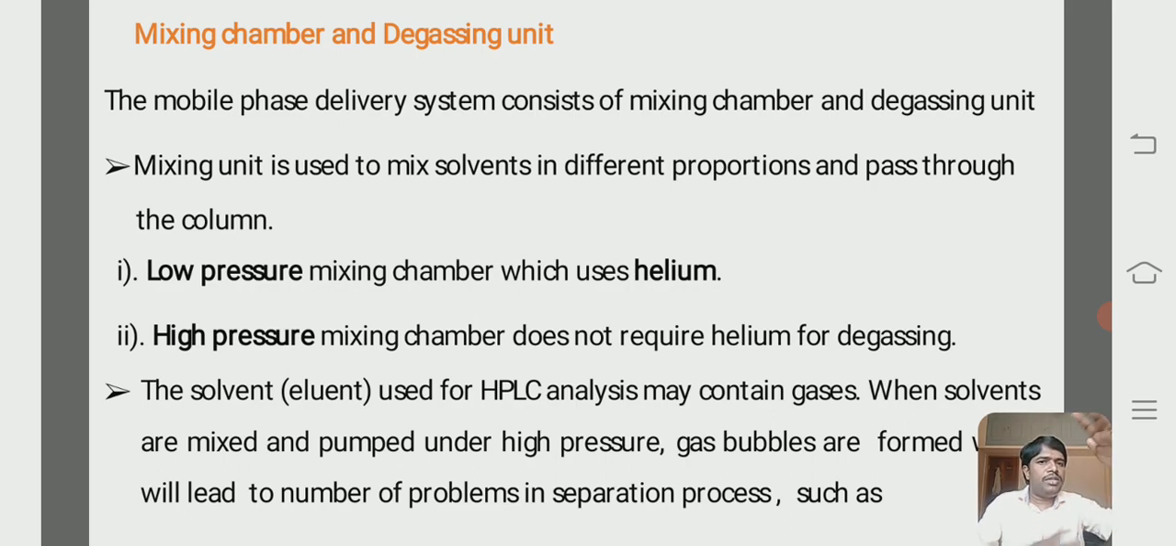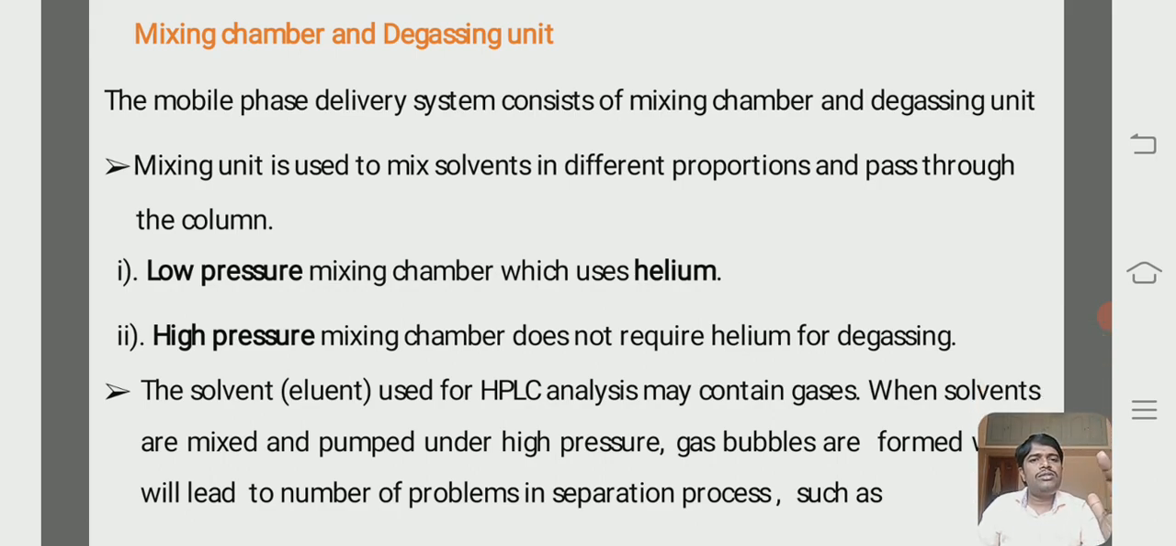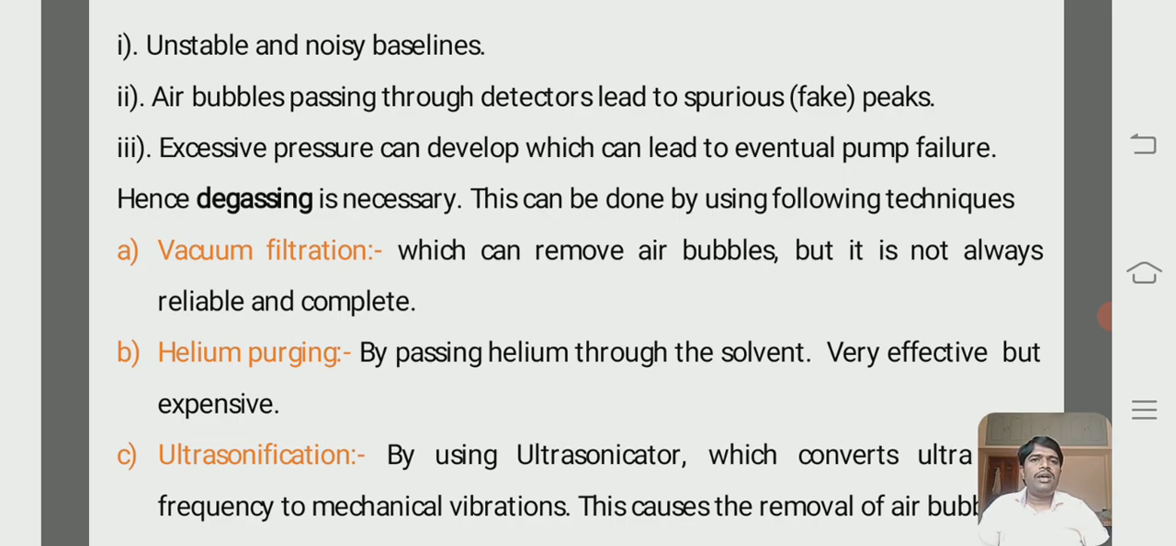When solvents are mixed and pumped under high pressure, gas bubbles are formed, which will lead to a number of problems in the separation process. When the gas bubbles arise, it may create some problems throughout the process. What are those? Let us see one by one.